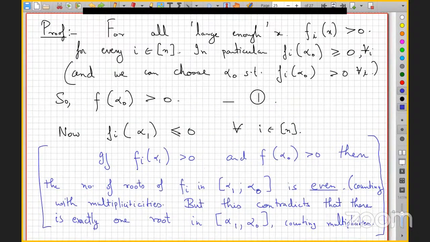So in fact the one root we wanted, we actually constructed it, because for all large enough x, f(x) is positive, and then there is a point where all of them are less than or equal to 0. So between those, f must have a real root. And for that, all we needed was this sort of interlacing of the top roots, the top two roots. Okay.